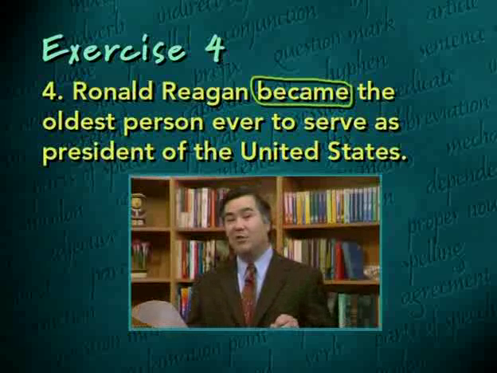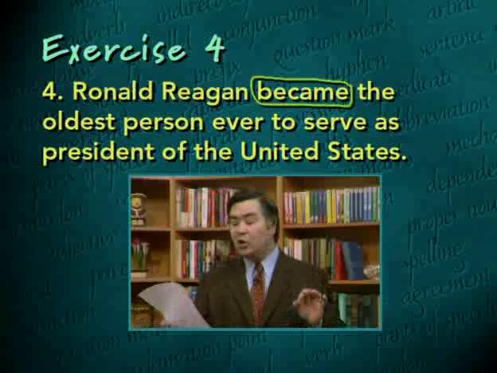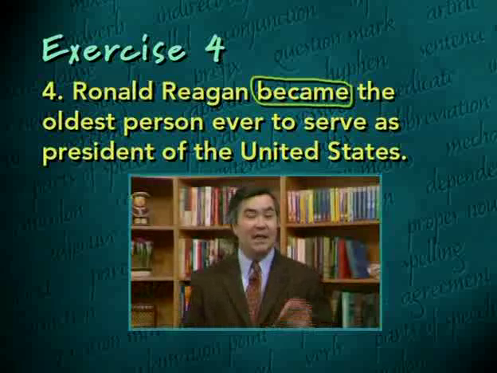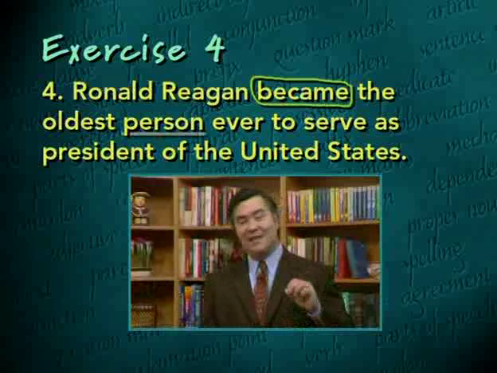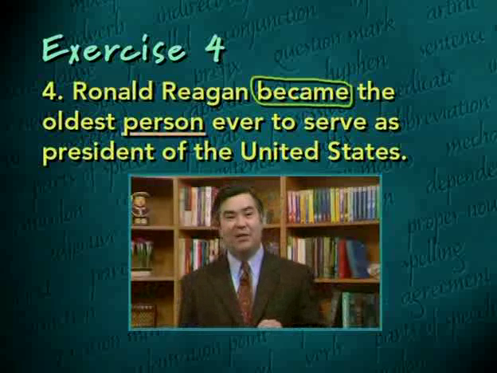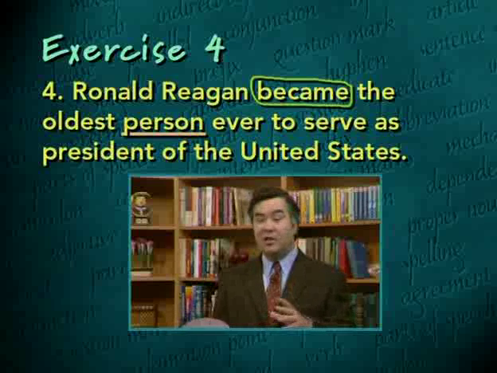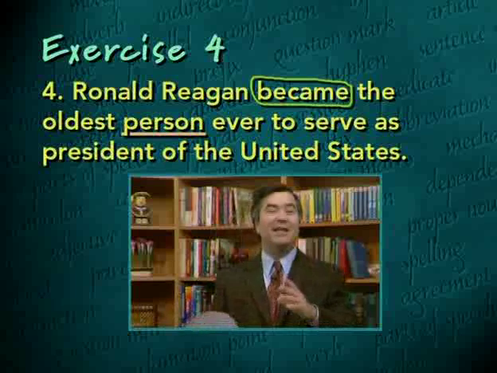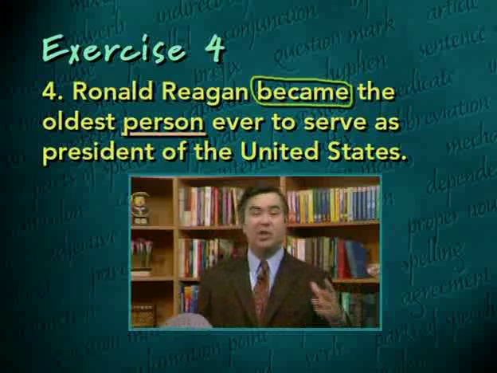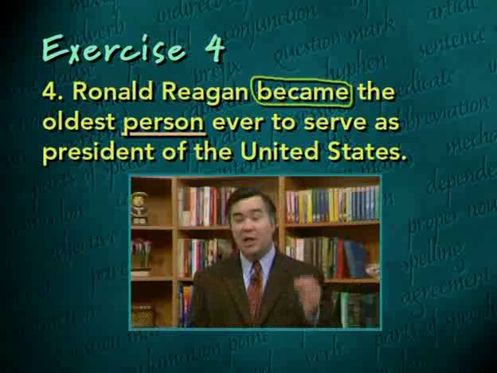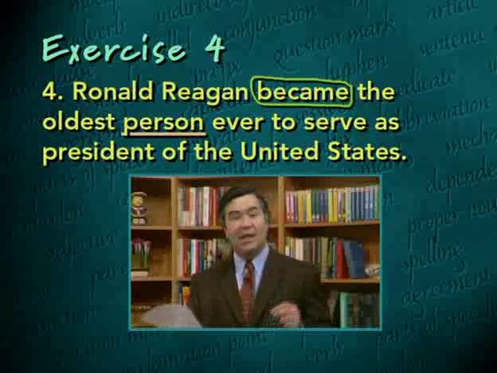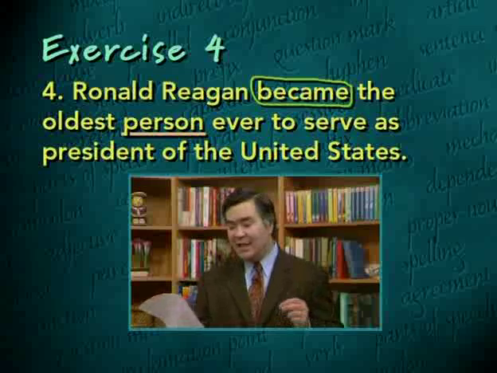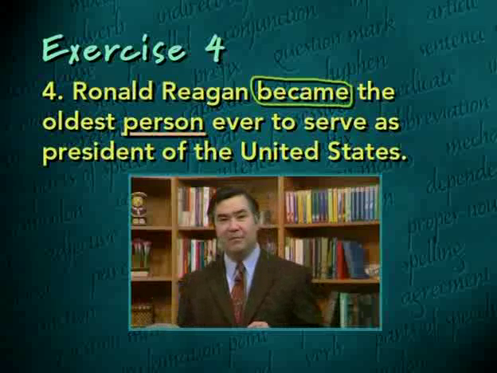And what was Ronald Reagan? Well, he was the oldest person ever to serve as President of the United States. The noun person is the subject complement in this particular sentence. And all the other words that follow the verb there serve to give more information about exactly what kind of person, the oldest person, and so on. So in this particular sentence, the linking verb is became, and the subject complement is the noun person.